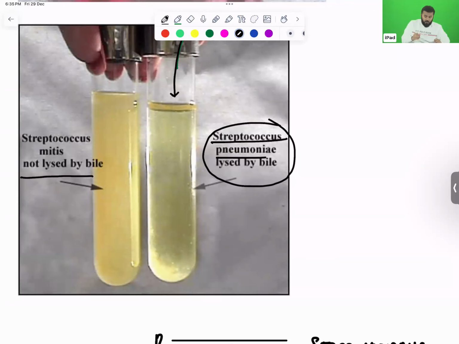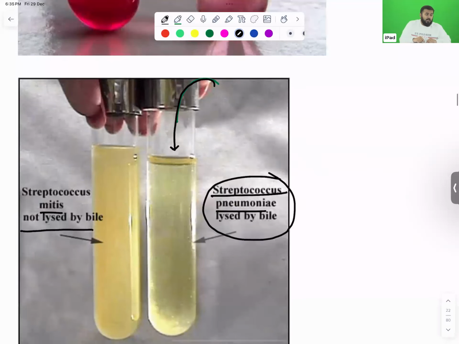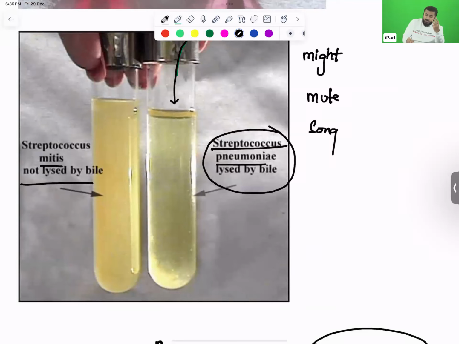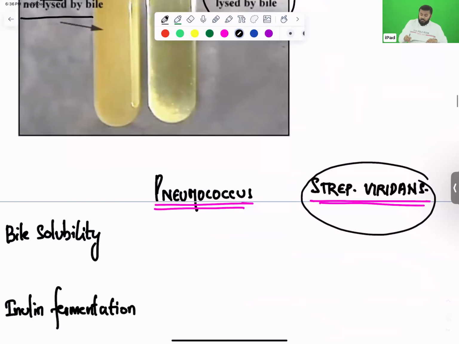Okay. Now you might get a doubt, sir, here why is mitis written? You are telling Streptococcus viridans and you are telling it is mitis. If you remember, in the starting classes, I told you, whenever you are making a lot of sound, you might mute songs. Yaad hai ye mnemonic? You might, meaning Streptococcus mitis. Mute, meaning Streptococcus mutans. S, meaning Streptococcus sanguis. All these three come under Streptococcus viridans.